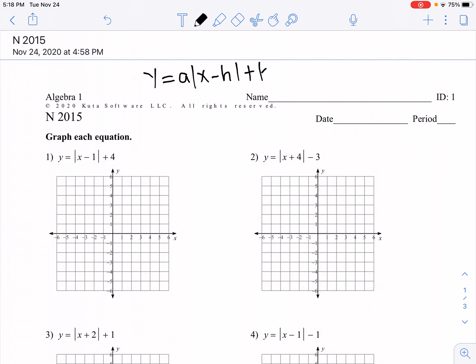Now, in the last video, we talked about h over here. If we subtracted h, we went to the right. If we added h, we went to the left. If we added k to the outside, we went up. If we subtracted k, we went down. And then, of course, if we had a negative multiplied to the front, then we had to reflect our graph over the x-axis, okay? So that's the general equation that we want to use.